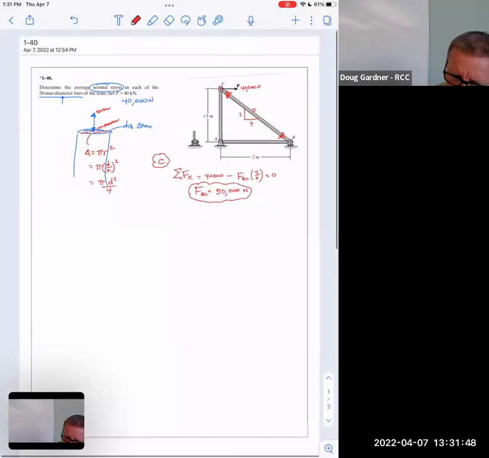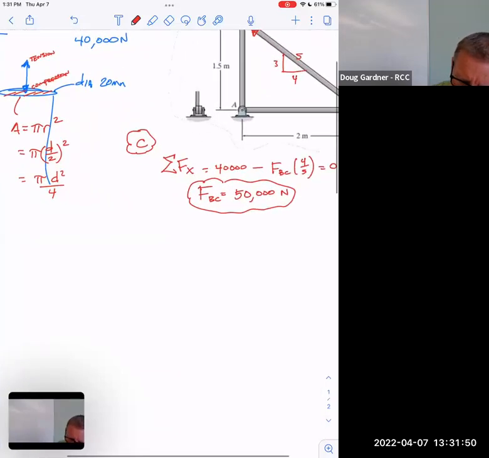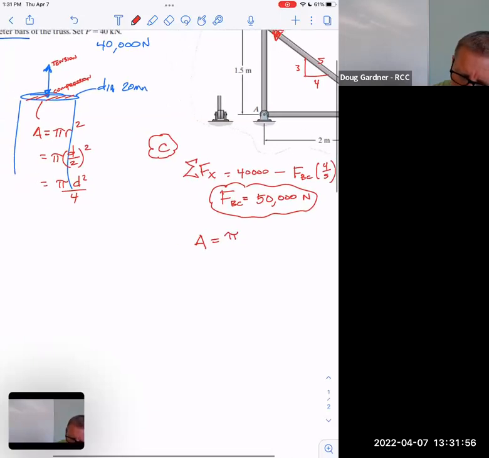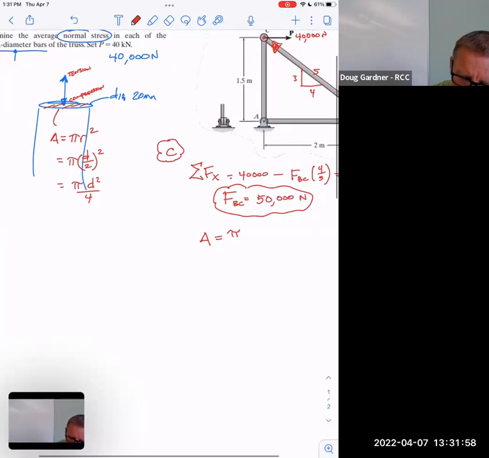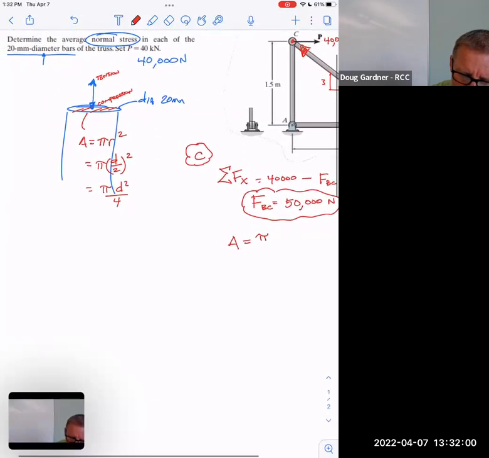So if that's the case, the area is equal to pi times diameter squared over 4. But again, I find myself wanting to be in meters, so I can write this in pascals. 20 millimeters is 20 thousandths, so I have to move the decimal point 3 places to the left. That'd be 0.02 meters. Does that make sense?